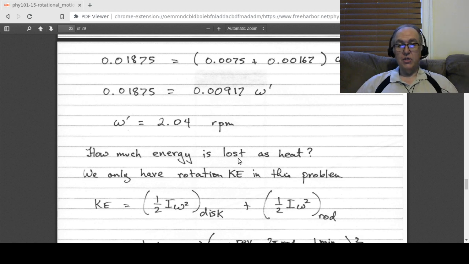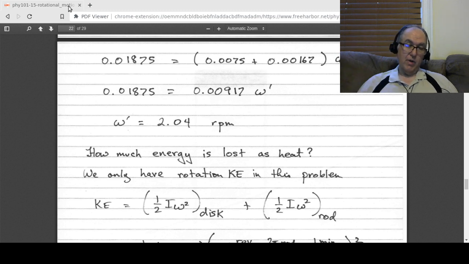This is an inelastic collision. Whenever things stick together, remember I told you that energy is lost, and so energy must be lost here. It's an inelastic collision. Let's find out how much energy is lost. In these problems, we only have rotational kinetic energy, because the center of mass isn't going anywhere. The disk is spinning in place.